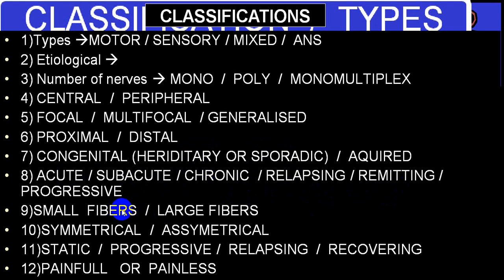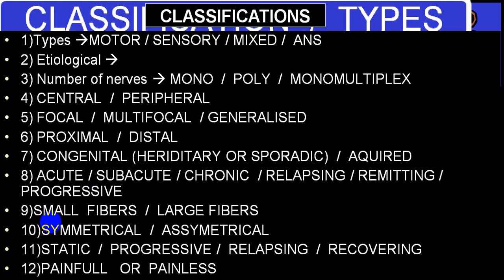Depending upon the type of fiber, we call small fibers, which are usually pain fibers and autonomic nervous system, while large fibers are usually mainly posterior column and motor fibers. Posterior column we call the tract of Goll and Burdach, and another group of large fiber is motor fibers. While small fibers are usually pain fibers and autonomic nervous system fibers. In between comes the fiber for touch and temperature.